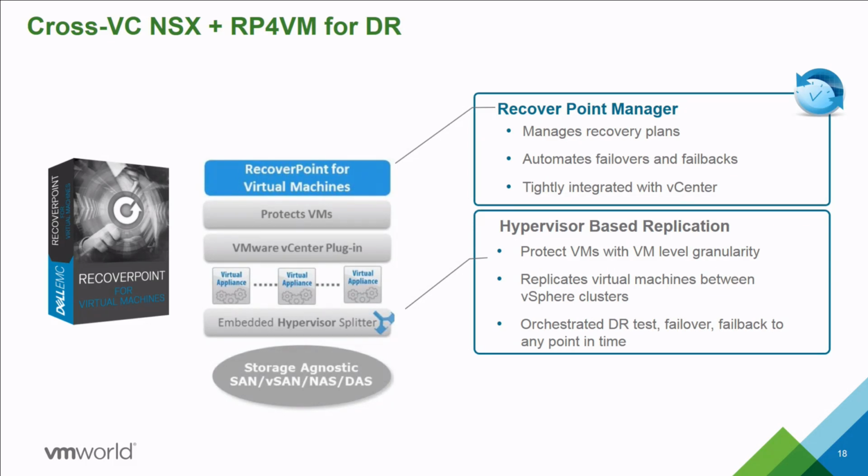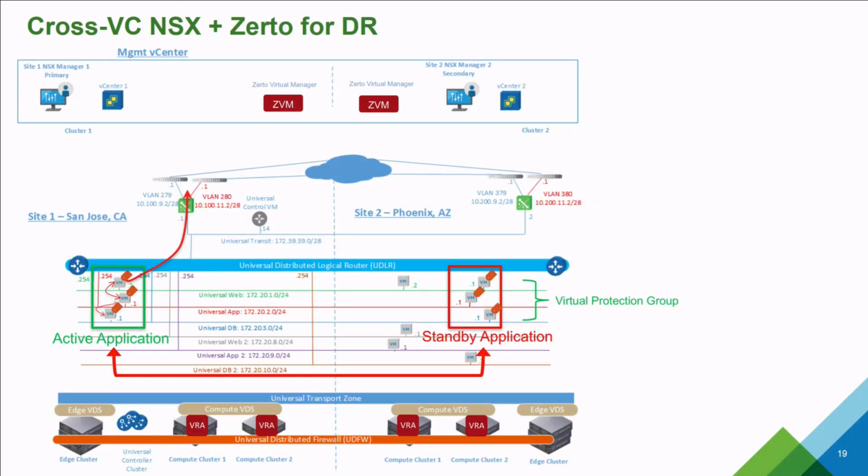So the point I want to make here is we're agnostic to the tools you use. You could use something like RP for VM, very similar in terms of deployment, where you have an appliance that manages your recovery plan. It has integration with vCenter, so you log in through the vSphere web client. You'll see that plugin there. It has an appliance that's doing that replication. Or you could use something like Zerto.